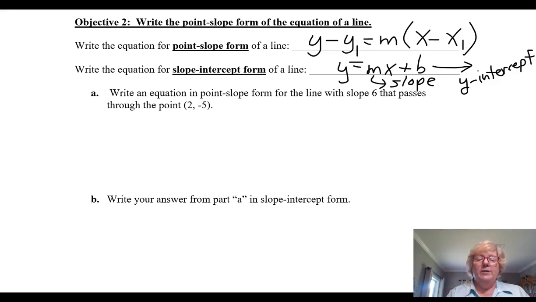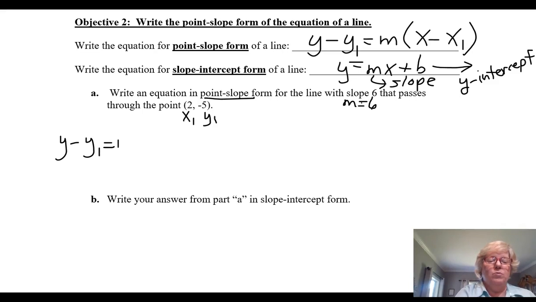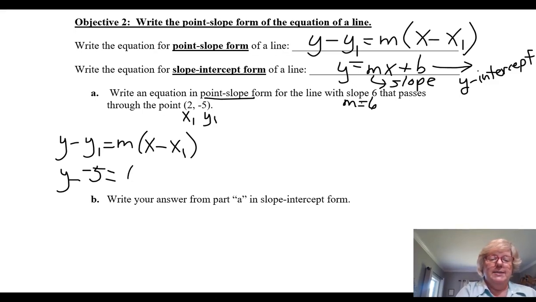It says write an equation in the point-slope form, so I have to use that equation, where the slope is 6, so that means m equals 6. And it passes through this point. Label your point x1, y1. Then you will take the formula, y minus y1 equals m times x minus x1, and you substitute in the numbers you know. I have y minus negative 5 equals 6 times x minus 2.